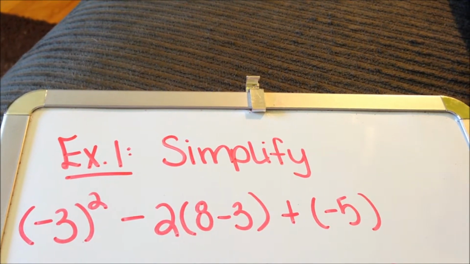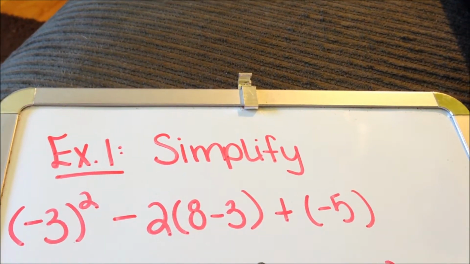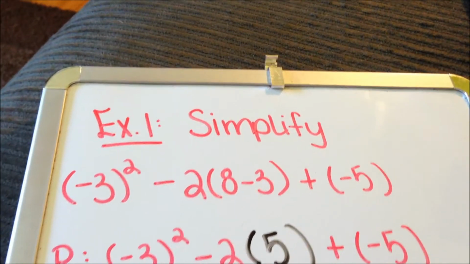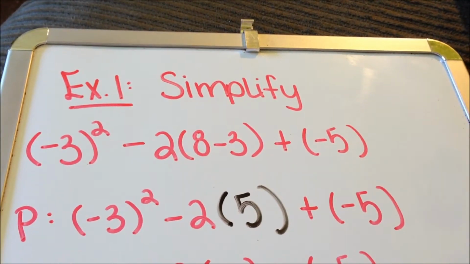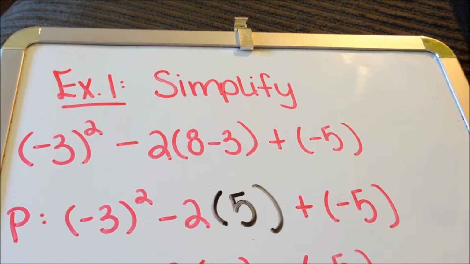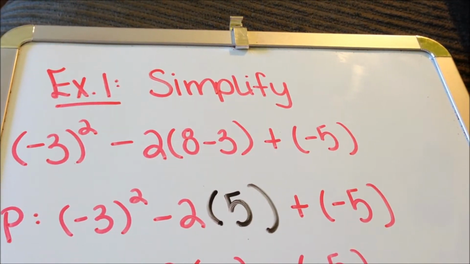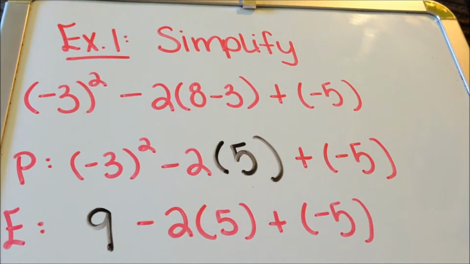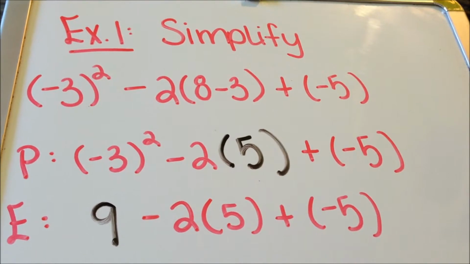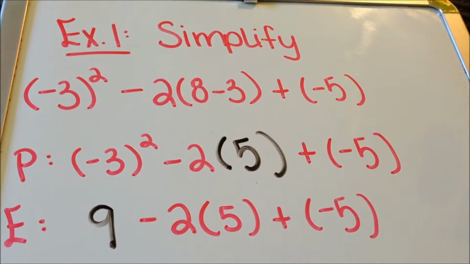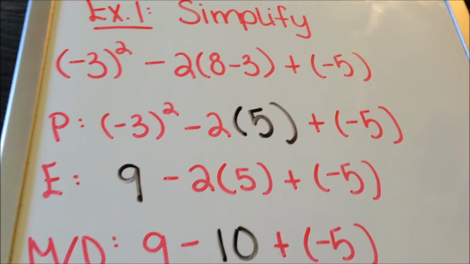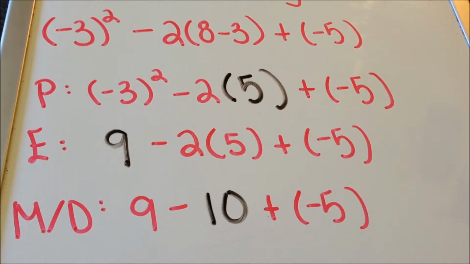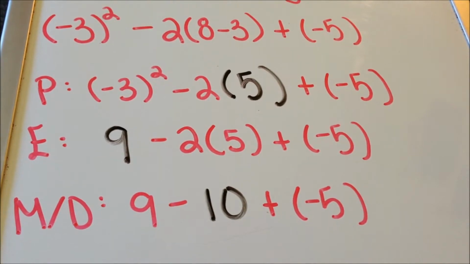Example 1. Simplify negative 3 squared minus 2 times the quantity 8 minus 3 plus negative 5. Step 1. Are there any parentheses to simplify? Yes. So we have negative 3 squared minus 2 times 5 plus negative 5. Step 2. Are there any exponents to simplify? Yes. So we have 9 minus 2 times 5 plus negative 5. Step 3. Do we have any multiplication and or division? Yes. So we have 9 minus 10 plus negative 5.